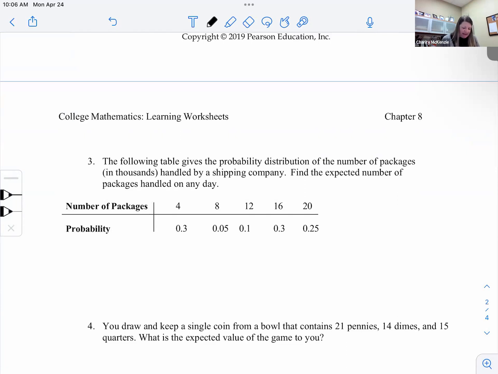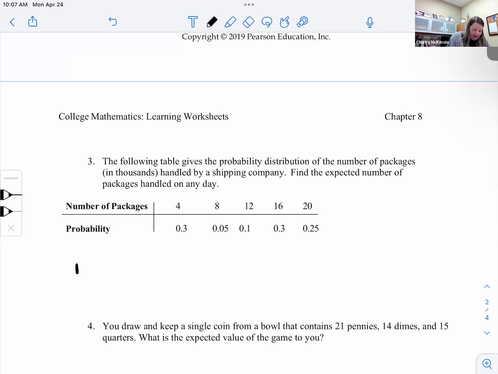All right, the following table gives the probability distribution, so we already know it adds to 1, of the number of packages in thousands handled by a shipping company. Find the expected number of packages handled on one day. Hopefully these word problems show why you're doing this in business, right? You really have to understand probability of how many items are going to be in your distribution center, so you can figure out how much space you need and things like that.